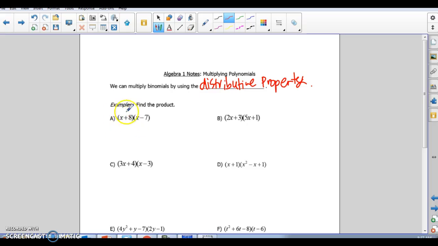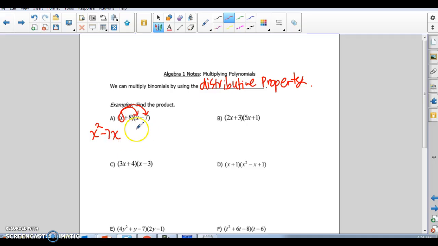This time we're going to multiply binomial by binomial. So what we're going to do is multiply the first term to the latter binomial first. So x times x, what's that going to be? x to the second power. x times negative 7 is negative 7x.